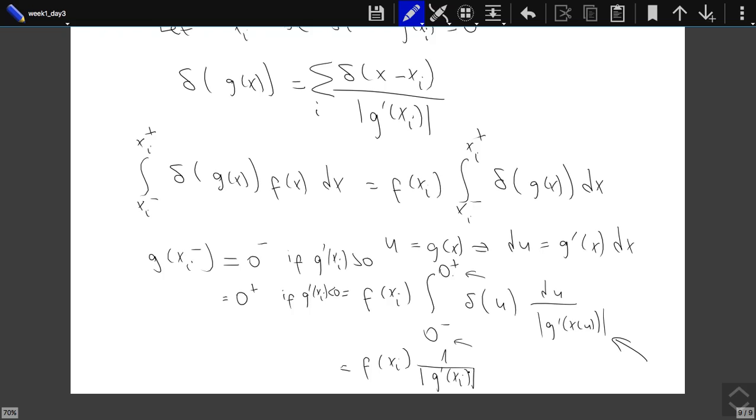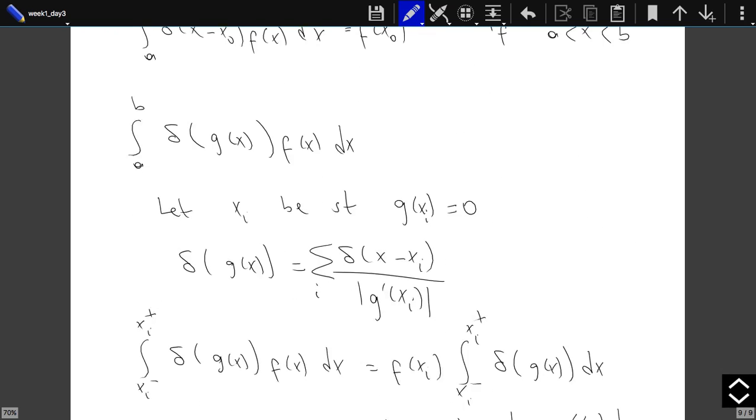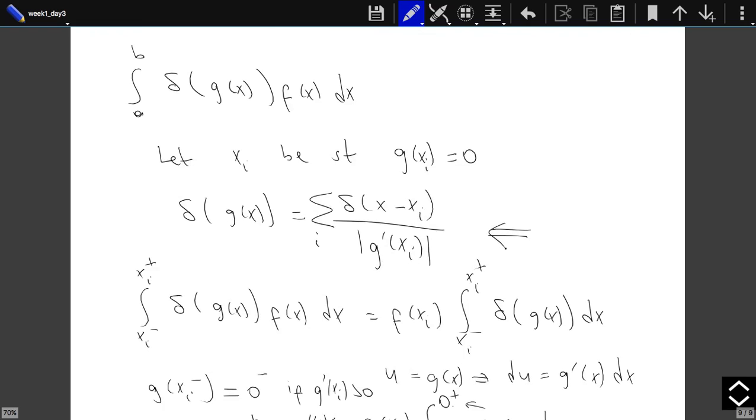Of course, this result is the contribution from only one of the zeros xi. To take into account all the possible contributions, basically, this is the identity we have. Some of those Dirac deltas might contribute, might not contribute, depending on the limits a and b. Only the Dirac deltas that are 0 within this interval will contribute to the integral.